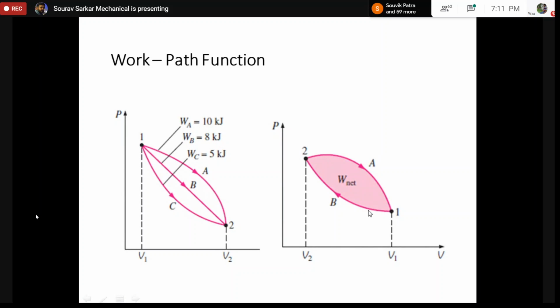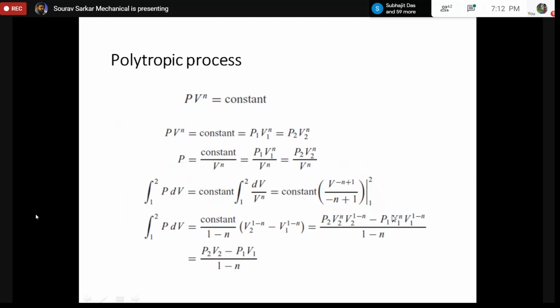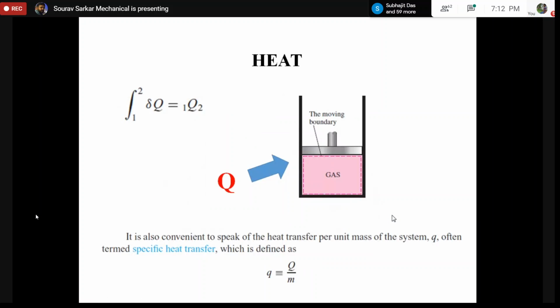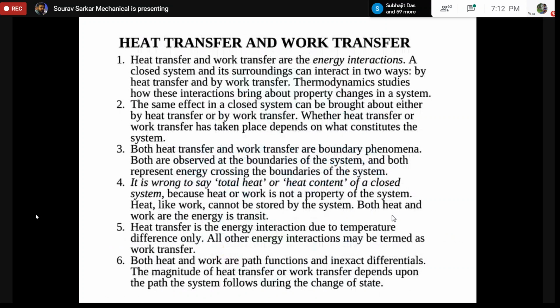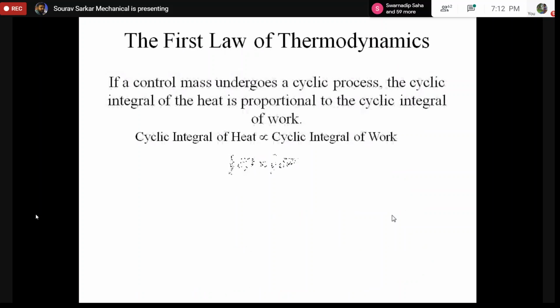The cyclic process is 1 to 2 through B and 2 to 1 through A. So this whole process is called a cyclic process. What the first law statement says is that for a cyclic process, the cyclic integral of heat equals the cyclic integral of work. What is the physical meaning of that?